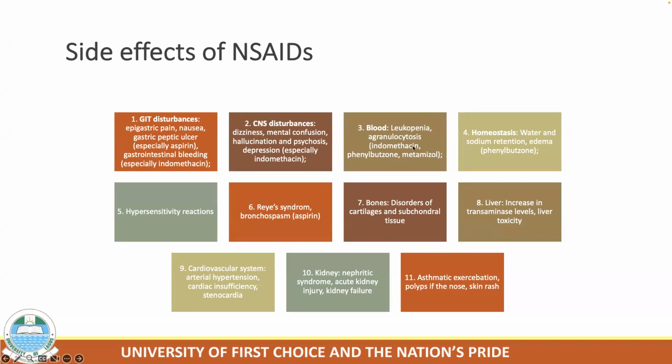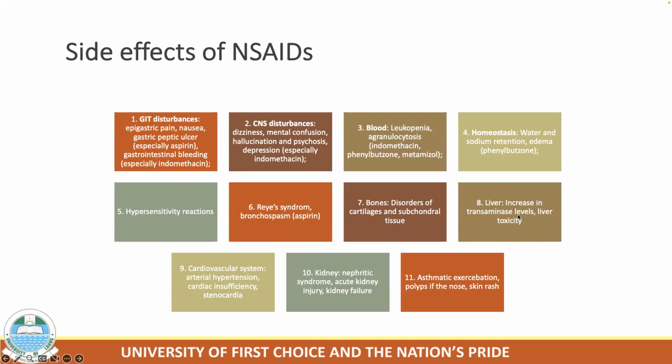In the blood, the COX-2 inhibition, homeostasis as well, hypersensitivity reactions. This is more related to cell reactions. Reye's syndrome or bronchospasm exposure in people who have asthma. There's also disorders of cartilage or subchondral tissue, which sometimes happens with people with arthritis who are on long-term and high-dose NSAIDs.